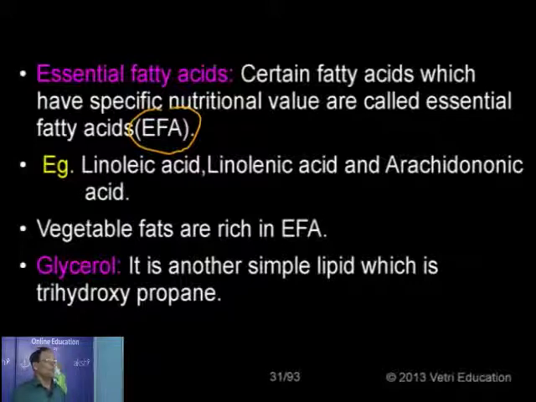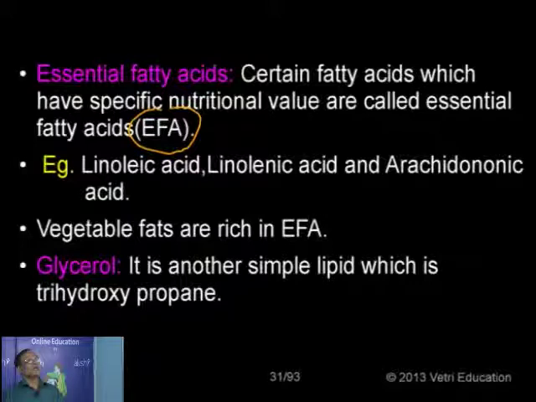Once again, most of the unsaturated fatty acids are essential fatty acids. What I listed there, for example, linoleic acid, linolenic acid, arachidonic acid, are all unsaturated fatty acids, but the body needs them badly because they have high nutritive value. So only the unsaturated fatty acids are considered essential fatty acids. Normally, as I mentioned, these are polyunsaturated fatty acids, shortly called PUFA, most abundant in vegetable fats.